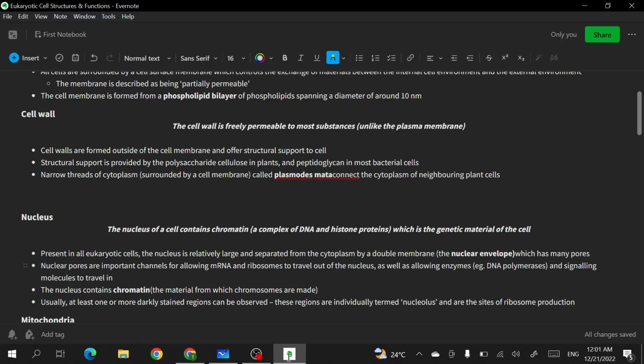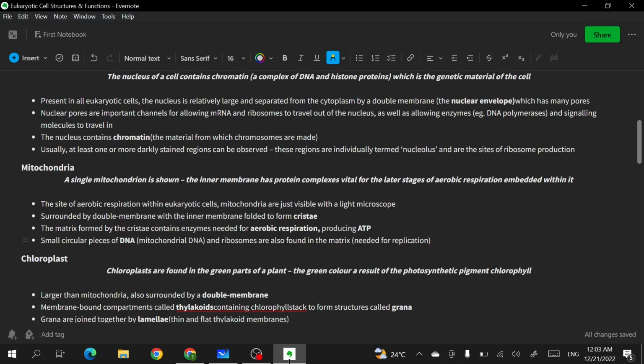Alright, so you should not limit yourself. You're told that cell walls are only made for plants, made of cellulose, but they are also made of peptidoglycan in most bacterial cells as well. Plasmodesmata are narrow threads of cytoplasm surrounded by cell membrane. Cool. All of this you don't need to know, but I have it there already. They connect the cytoplasm of neighboring cells.